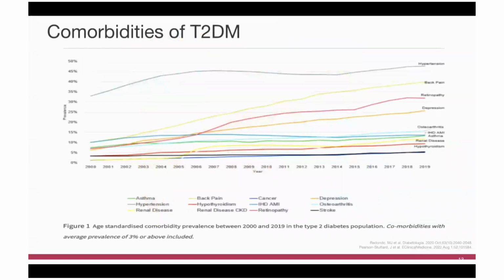This is looking at comorbidities of type 2 diabetes. Obviously, this chart is not exhaustive. There is a very clear top 4: hypertension, back pain, retinopathy, and depression. The remainder of the comorbidities are clustered down at the bottom of this chart, and they are in the less than 15% of people mark.